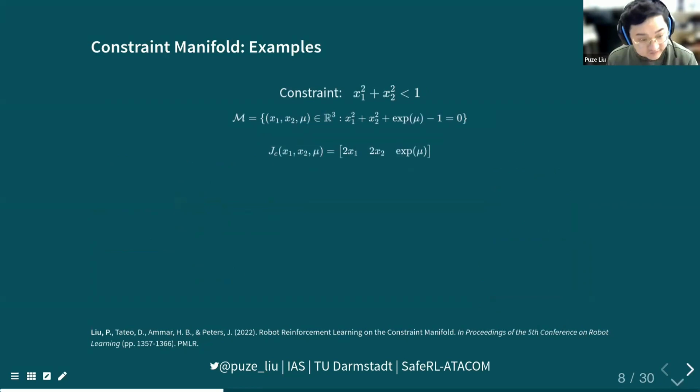Okay, I will give you some more examples on the constraint manifold to make this concept more solid. The first one is a two-dimensional case where we want to ensure that we stay inside the unit circle region. So we have x1 squared plus x2 squared smaller than 1. We can construct this manifold by introducing a slack variable. Right now we are using the exponential, but you can also choose other types of functions. We have some functions in the paper which would be a bit complex to introduce here.